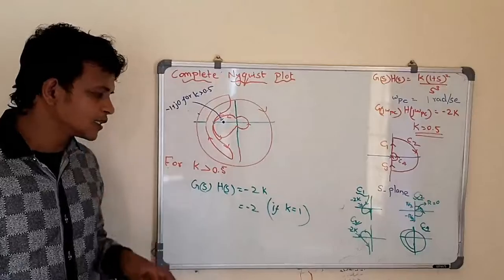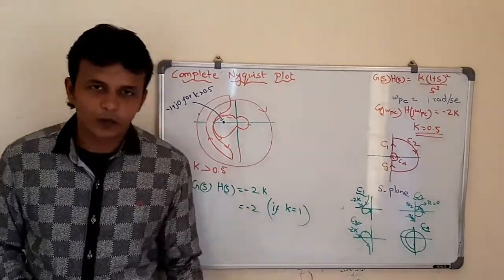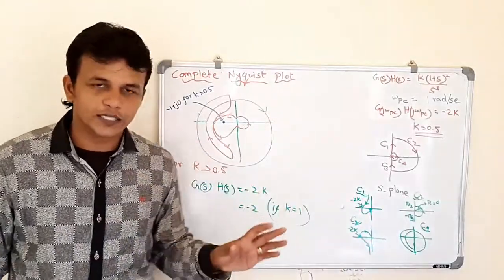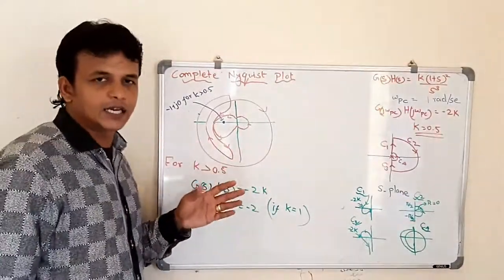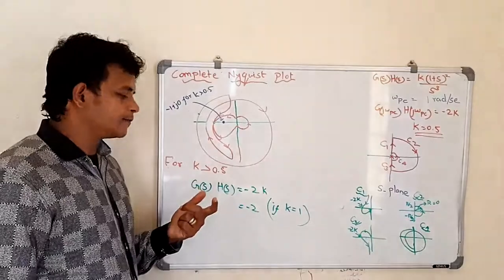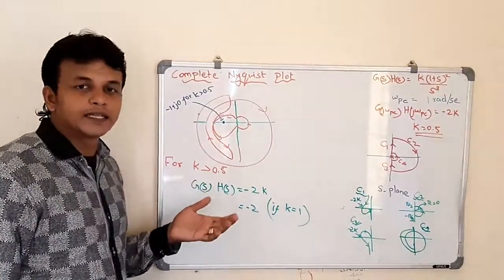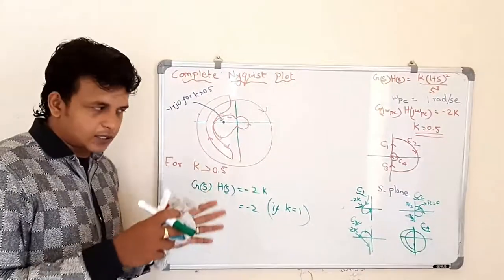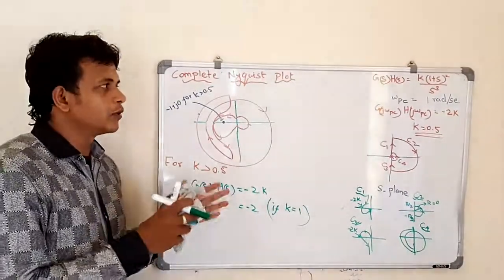So this is how we can plot Nyquist plot in G(s)H(s) plane. All the things related to Nyquist plot will be clearly understandable with this video, I hope. And we are also able to determine the range of k, the range of open loop gain, for making the system stable. All those things are understandable with this video related to Nyquist plot.